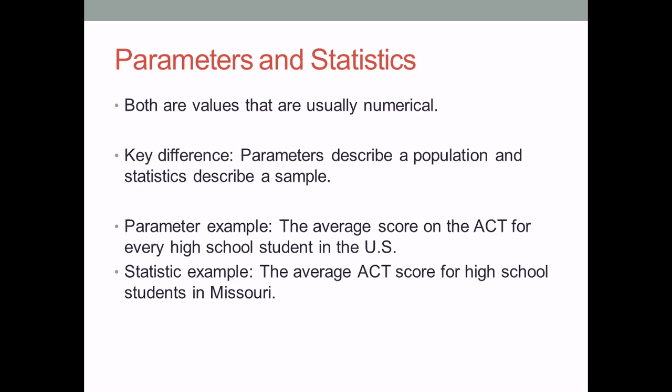A parameter example: the average score on the ACT for every high school student in the US. Okay, that's describing a population. A statistic example is the average ACT score for high school students just in the state of Missouri. Okay, because Missouri is a sample of the United States.